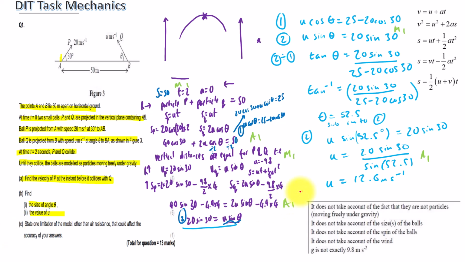Any of these limitations will get 1 mark. Please write a nice full sentence so you guarantee your last mark of 1. Nice easy mark to get. I suggest you practice this and try this again in the future because it's using the algebra.